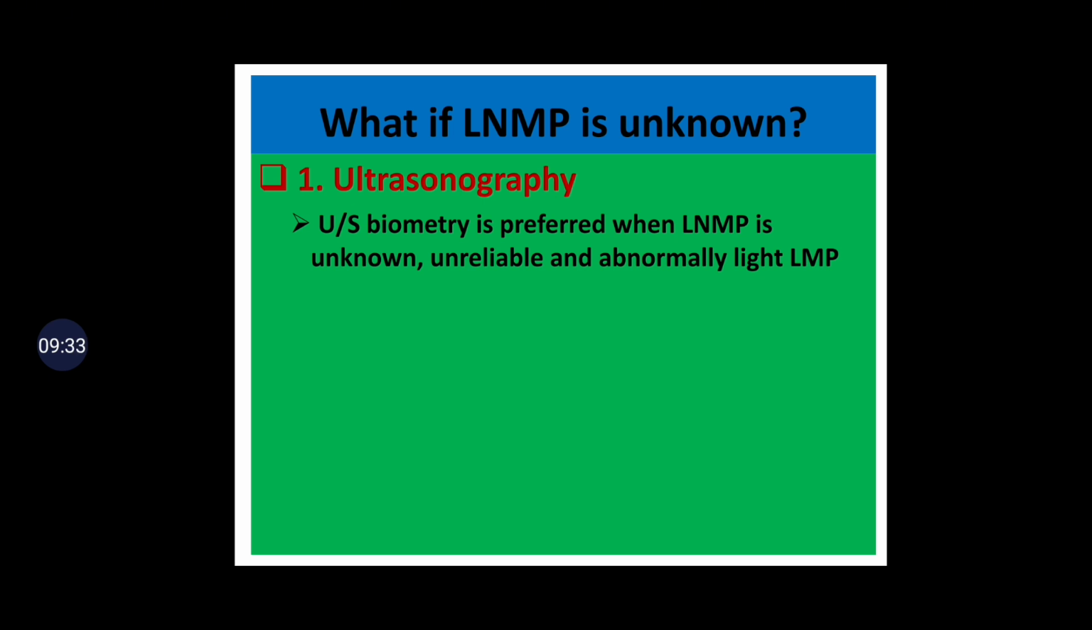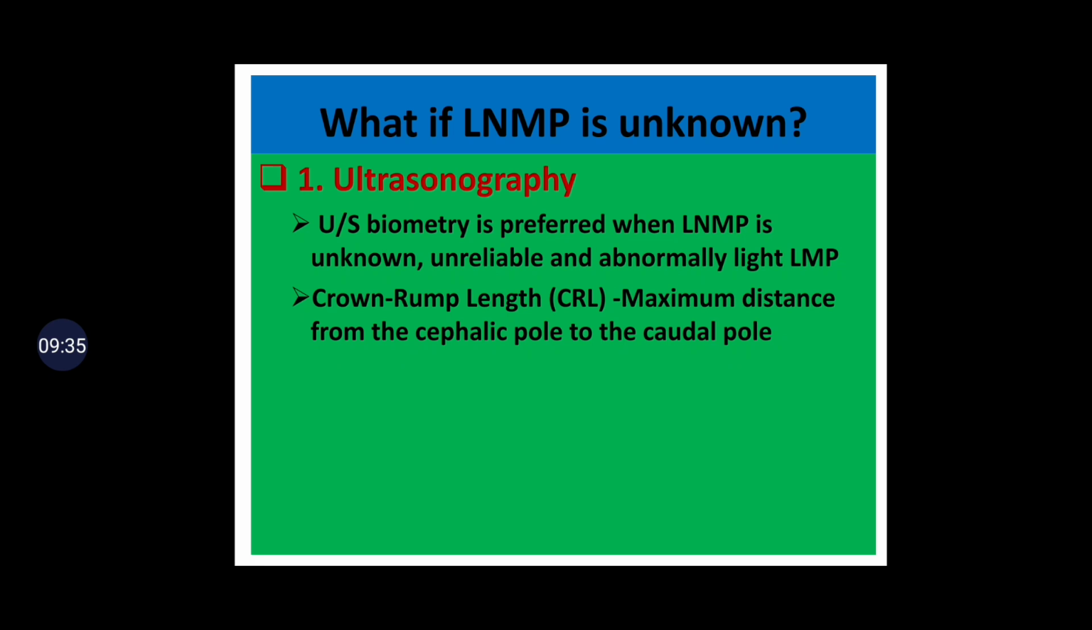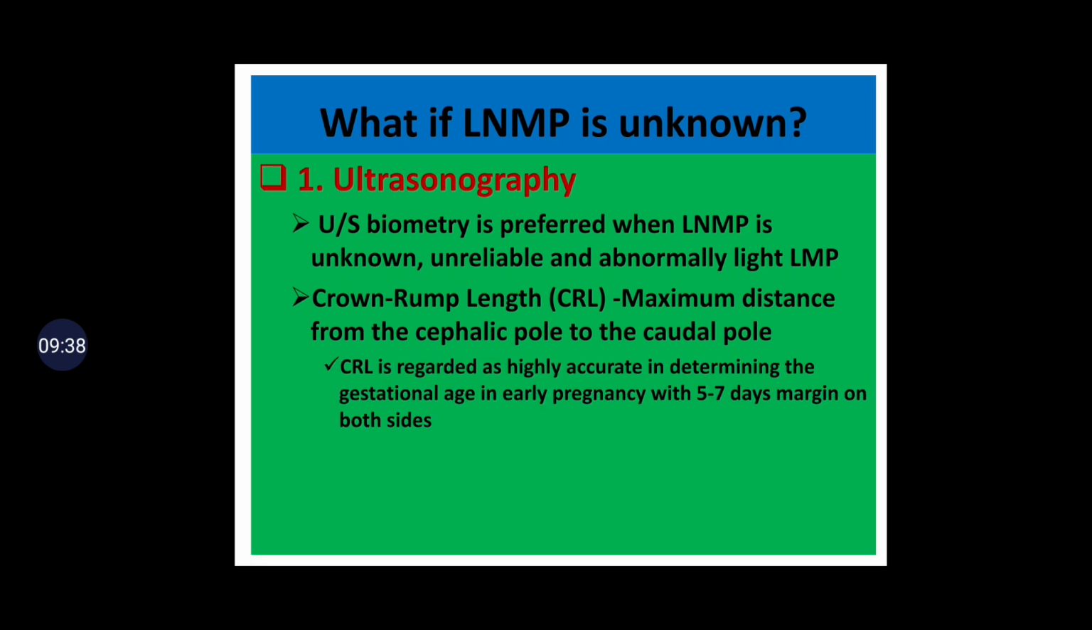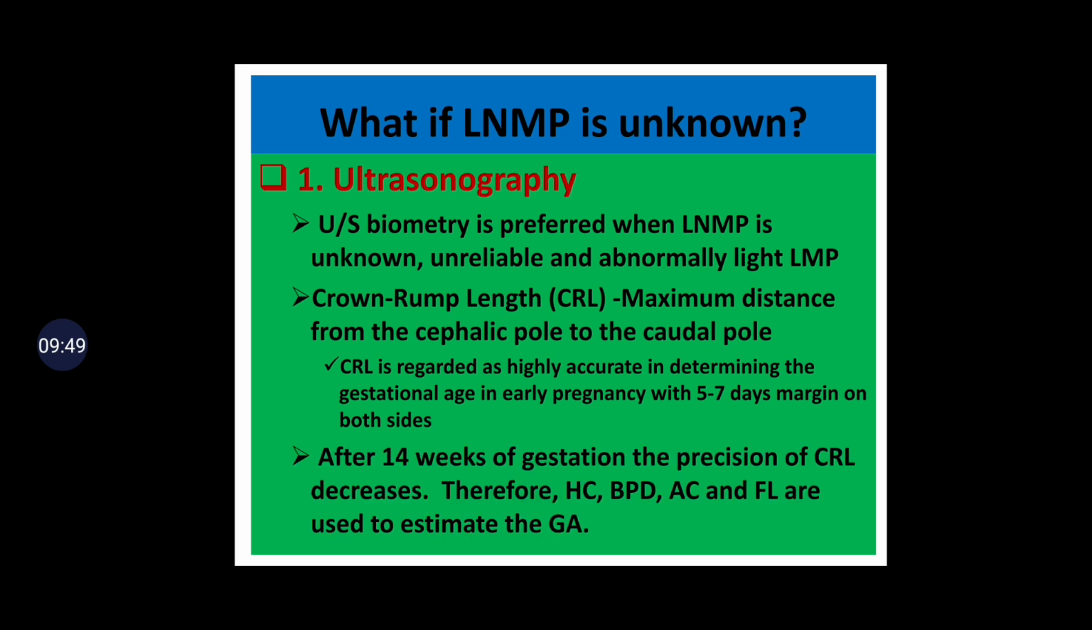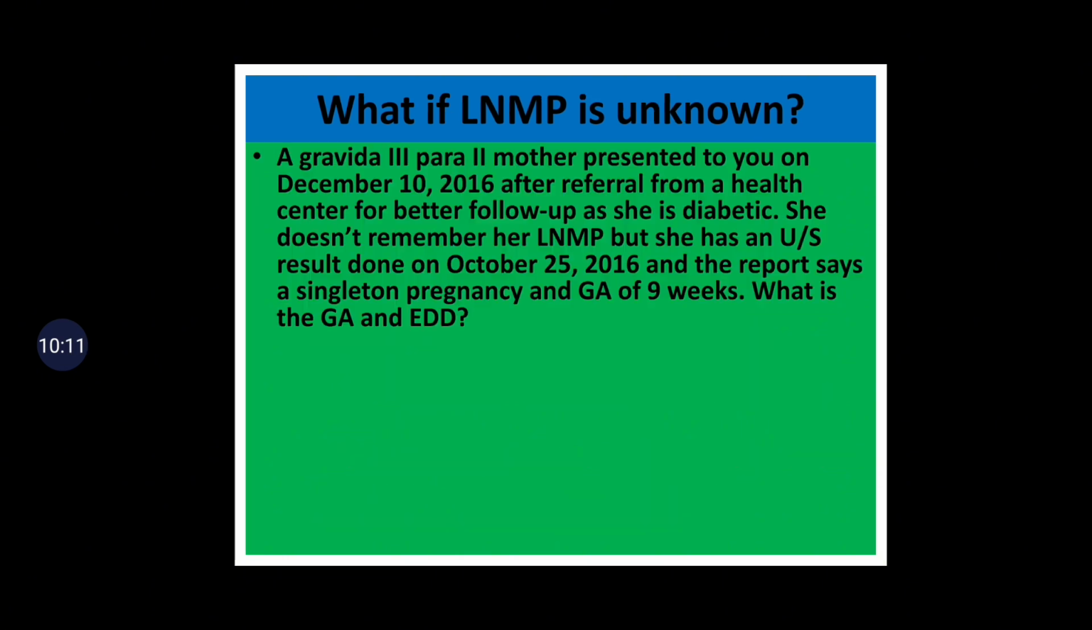Crown-rump length is the maximum distance from the cephalic pole to the caudal pole. So crown-rump length is regarded as highly accurate in determining the gestational age in early pregnancy, with plus or minus 5 days. After 14 weeks of gestation, the precision of crown-rump length decreases. Therefore, the 4 biometric parameters, head circumference, biparietal diameter, abdominal circumference, and femoral length, are used to estimate the gestational age. As pregnancy progresses, the accuracy of ultrasound dating decreases because of the increased normal variation of fetal size and shape.